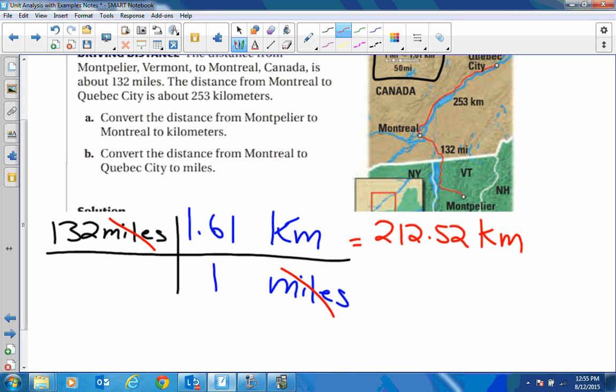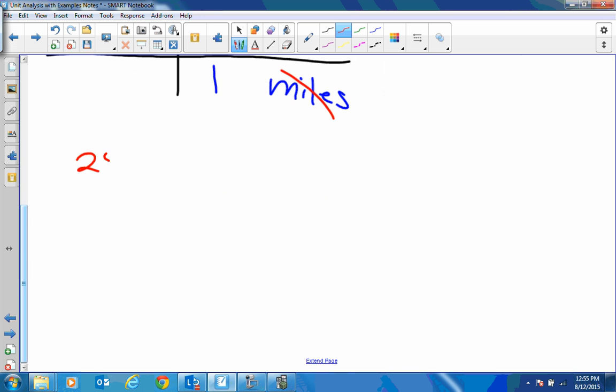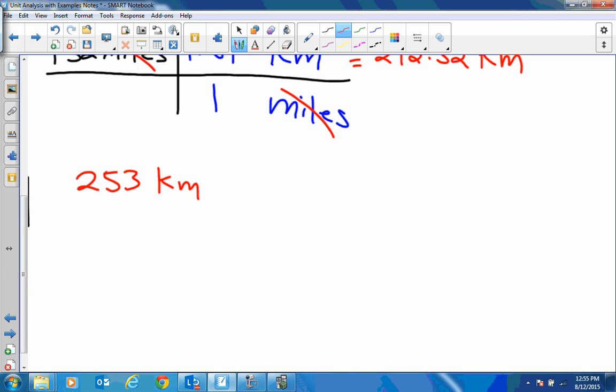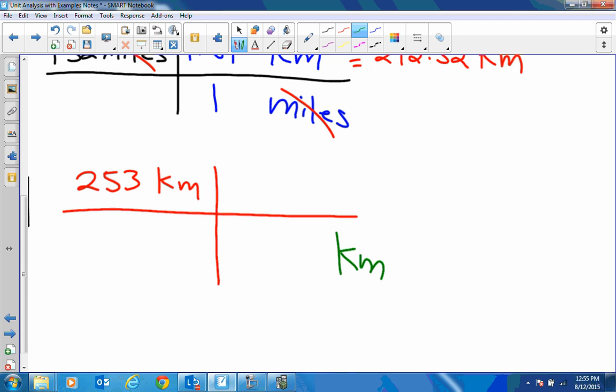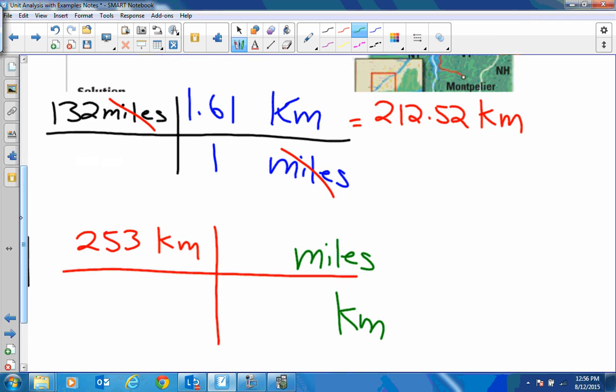The distance from Montreal to Quebec City is 253 kilometers. We want to change that to miles. So we start with our 253 kilometers. Okay, we start there. We want to get rid of kilometers, so where does it go? It goes on bottom. And we want to put miles on top because we want to convert it to miles. So again, 1 mile equals 1.61 kilometers. It just switches from putting the 1 mile on top versus 1 mile on bottom in the other one.